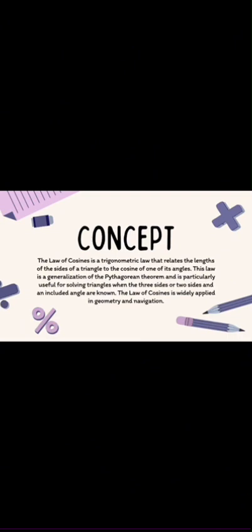The law of cosines is a trigonometric law that relates the lengths of the sides of a triangle to the cosine of one of its angles. This law is a generalization of the Pythagorean theorem and is particularly useful for solving triangles when the three sides or two sides and an included angle are known. The law of cosines is widely applied in geometry and navigation.